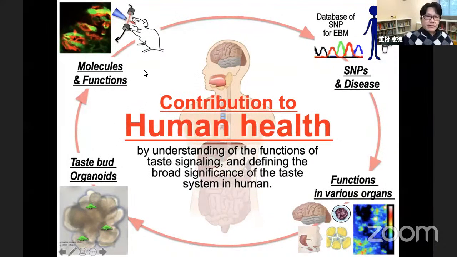So by examining further the molecule and the function, and gene analysis, single nucleotide polymorphisms and diseases, the function in the various organs, and using a new special technique, this is a taste bud organoid, an in vitro organ 3-dimensional culture system, a new technique, we can contribute to human health by understanding the function of taste signaling and define the broad significance of the taste system in humans.